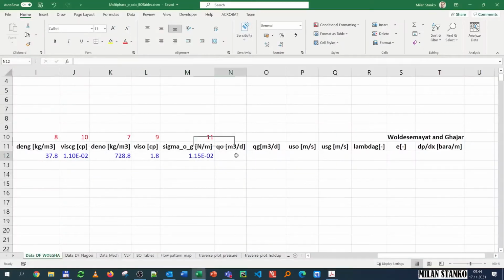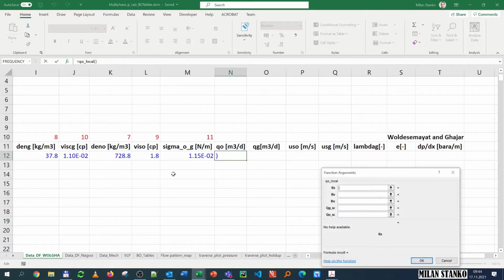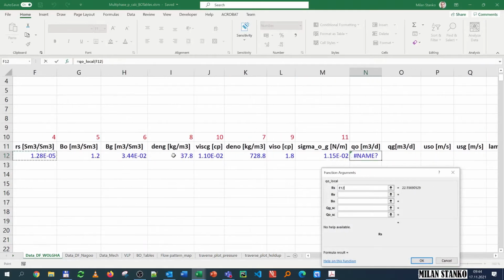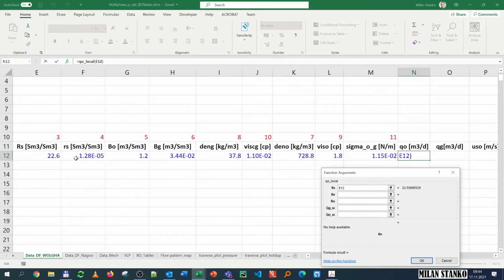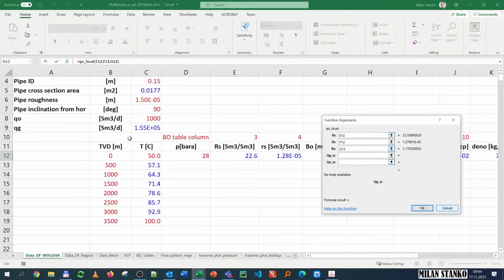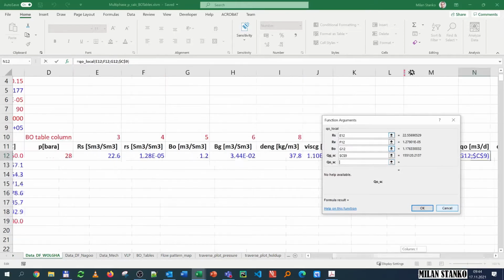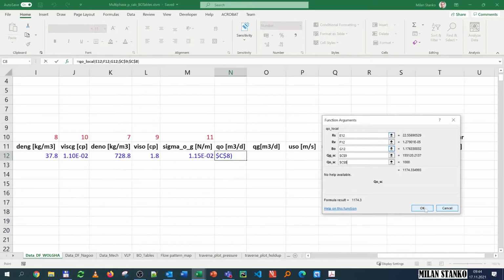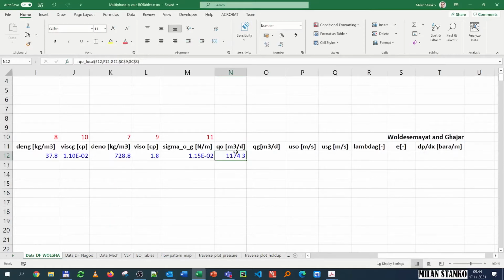So let's call those functions. So say QO local, and here we need the RS, we need a small rs, which I put here as RV to avoid confusion, BO, and the standard condition gas rate. This is going to be common for all of them because all of them have the same standard condition gas rate and the same standard condition oil rate. And that gives you that rate in local cubic meter per day.